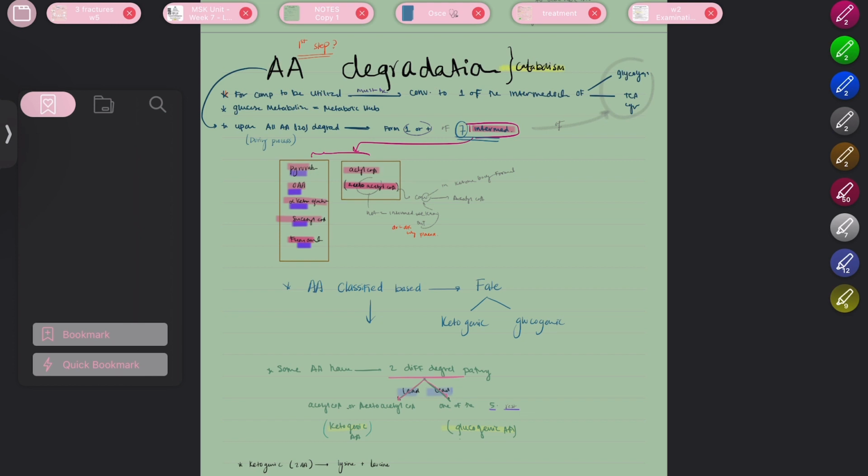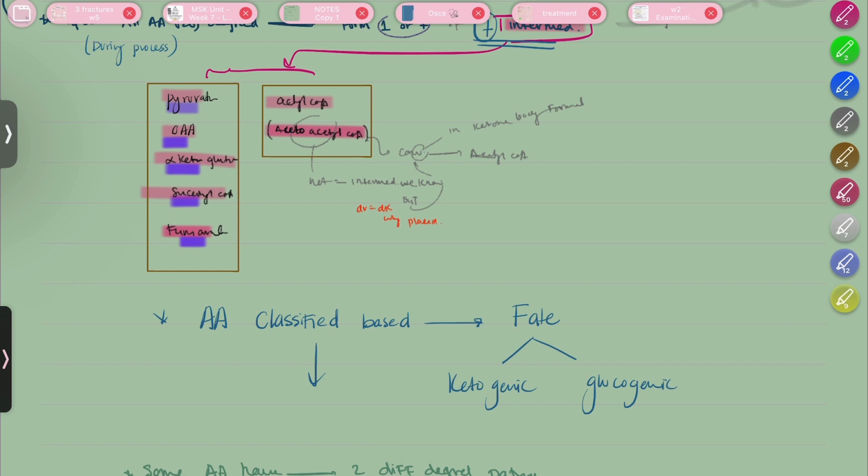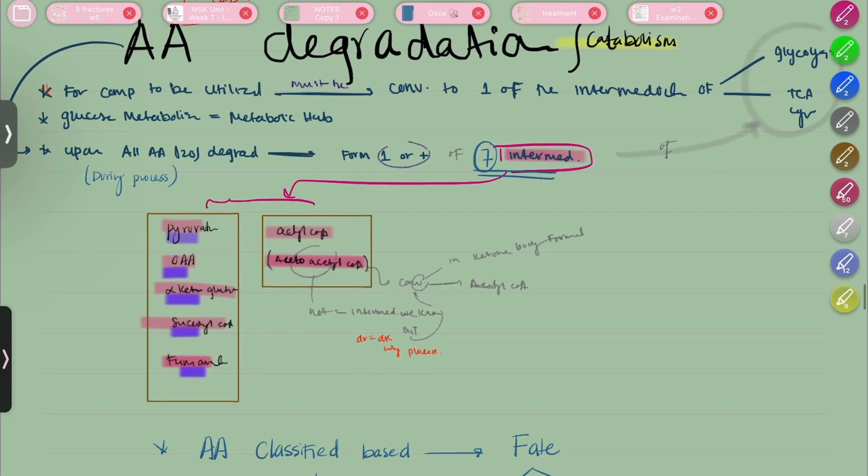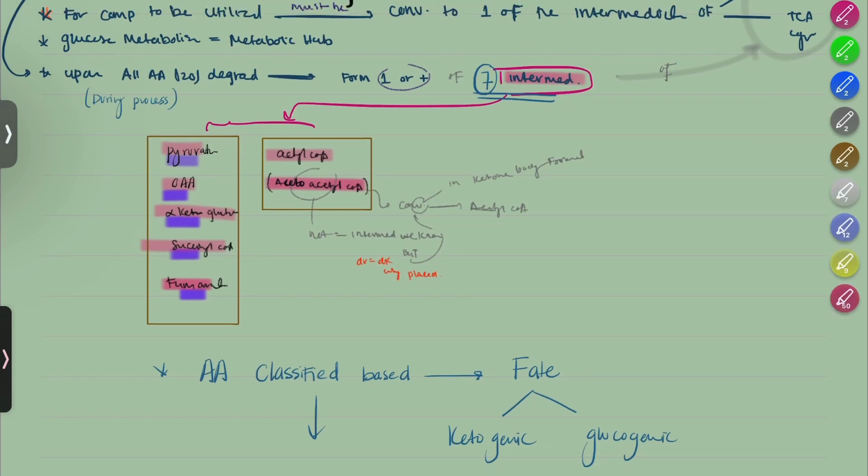So what we do is that it gets converted into a certain intermediate, one of the 7 intermediates that I'm going to be listing. These are intermediates of glycolysis or the TCA cycle. Now these intermediates include the pyruvate, the oxaloacetate, the alpha-ketoglutarate, the succinyl-CoA, the fumarate, the acetyl-CoA, and then finally the acetoacetyl-CoA. Now if you notice, this last intermediate is none of those intermediates of both pathways, however it is there.